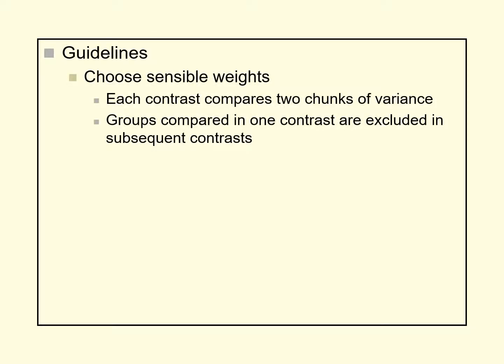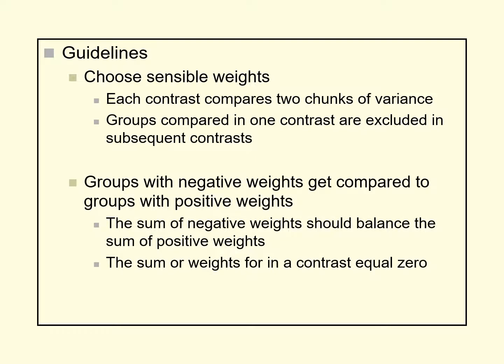Now, in order to pick values for these integers, we're going to follow some basic guidelines. First, we're going to choose sensible weights. Those numbers, the absolute values of those numbers, those are called weights. And we're going to do so in a way that allows us to compare chunks of variance associated with different groups or combinations of groups. And we want to compare groups by assigning negative weights to one half of a comparison and positive weights to the other half of a comparison.